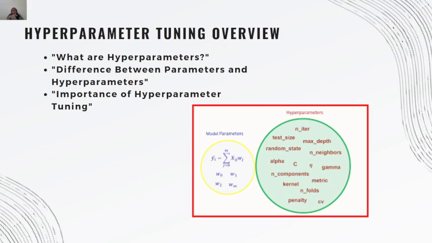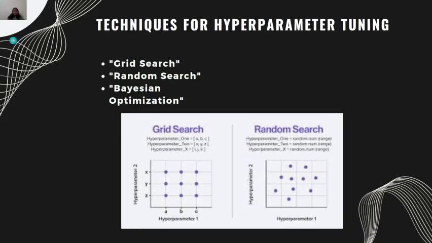Hyperparameter tuning is crucial because it can dramatically affect the performance of your model. Even a good algorithm can perform poorly if hyperparameters aren't set correctly. So, tuning these hyperparameters is essential to optimize the model. Next, we have techniques for hyperparameter tuning. There are a few techniques we can use. First, we have grid search.